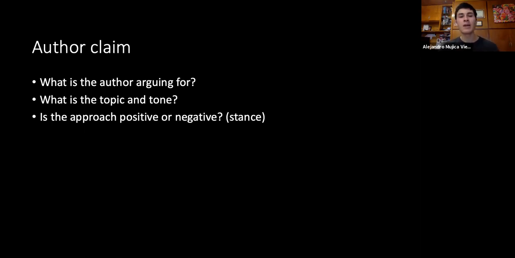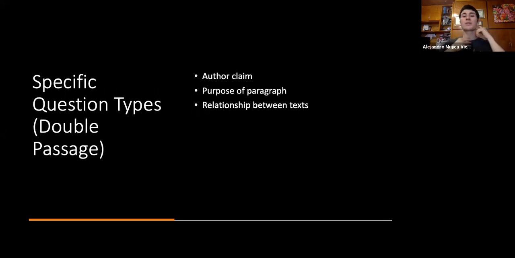Just keep in mind that when they ask about the central claim or the author claim, they're asking about only one of the passages, because each of those passages has a different central claim, even though they have the same topic. Does that make sense? Cool. Purpose of paragraph. This is one I should have deleted. I'm sorry. This one should not be here. I thought I deleted it.